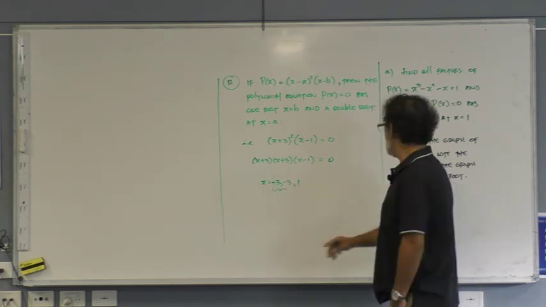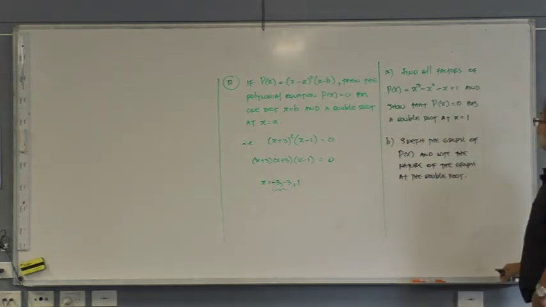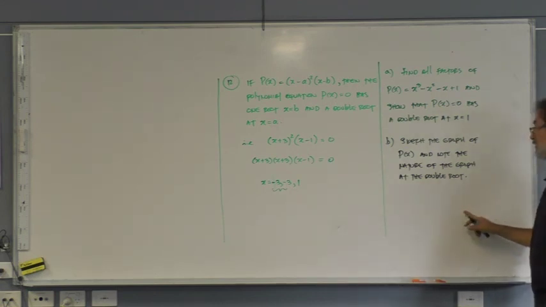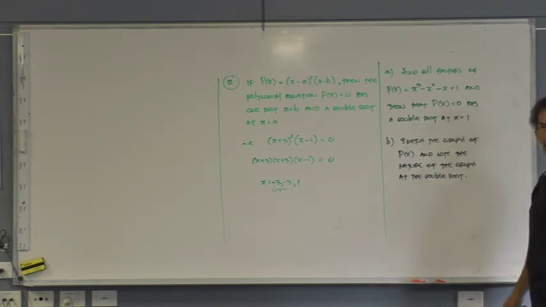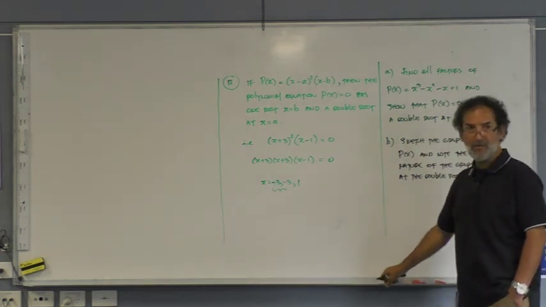Okay, and then I want you to apply that to answer this question. They say find all factors of this polynomial and show that P of x equals 0 has a double root at x equals 1. And then in here they say that you've got to sketch the graph and see what is going on at that particular double root. Okay? Okay, Natasha, I want you to pause the video for 1 second.